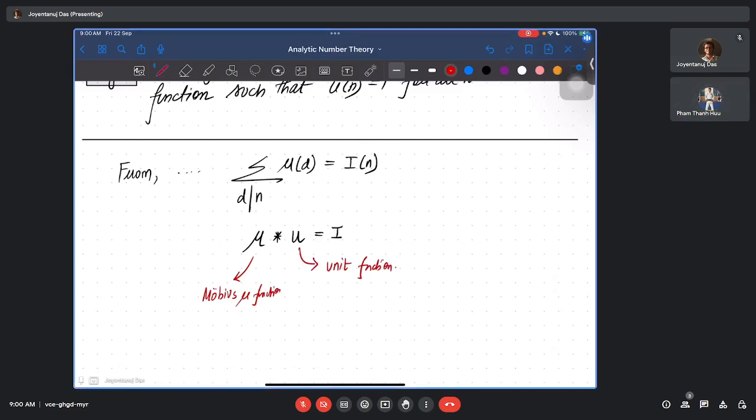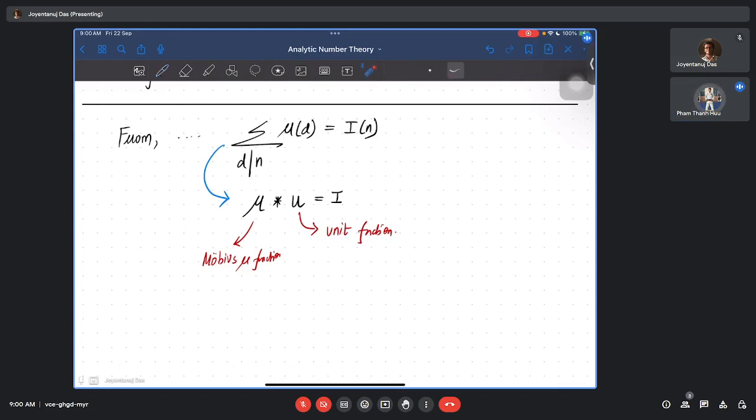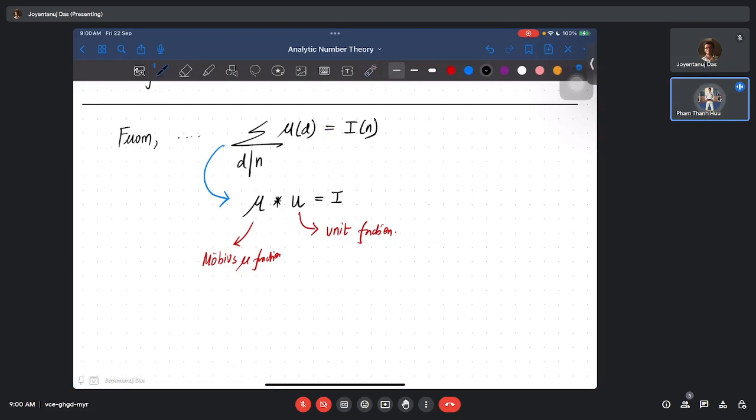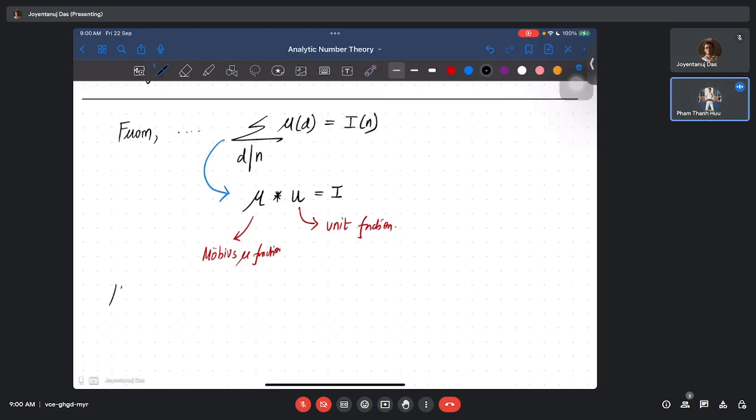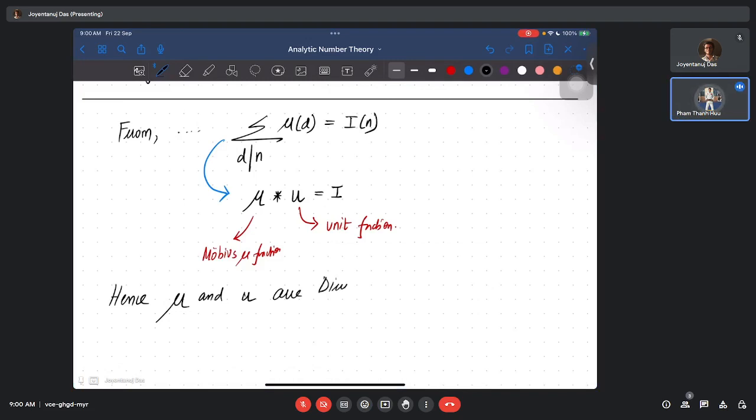So can you write like this, from here to here? Because by the Dirichlet product, it should be mu of d and u of n by d, right? But since u is 1, it will become 1, so that is fine, right? So, hence, this mu function and u are Dirichlet inverses, inverses of each other. Fine?